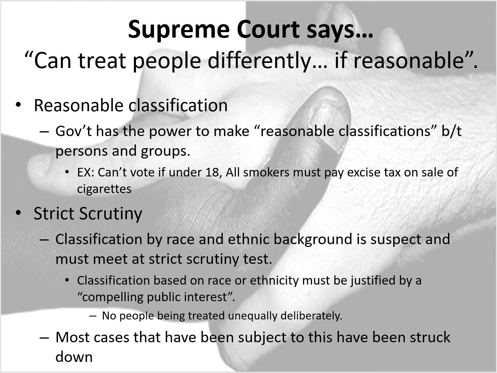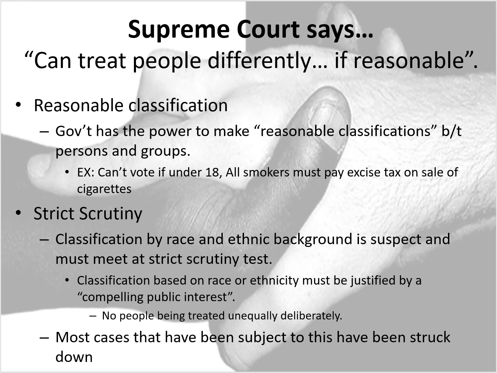Now this is kind of interesting, guys, because we're talking about equality and we're talking about discrimination. The Supreme Court does say that you can treat people differently as long as it's reasonable. You do need to write this down. So this comes into play when we're talking about scrutiny. Reasonable classification, according to SCOTUS, means that the government does have the power to make what are called reasonable classifications between persons and groups.